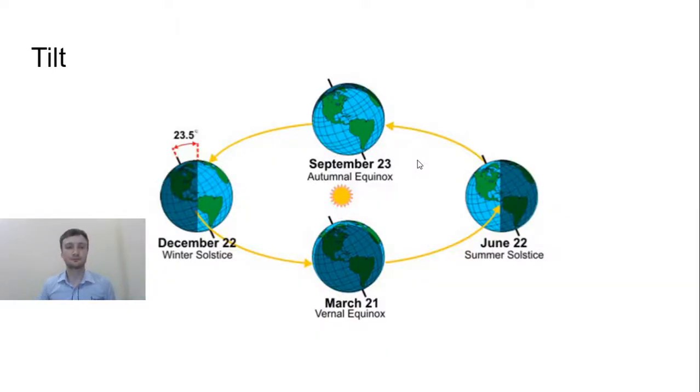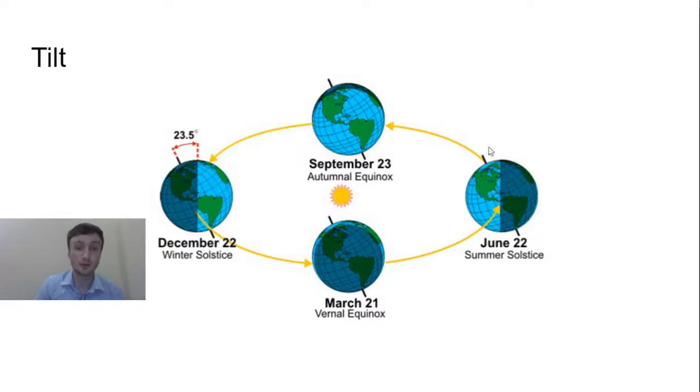Okay. So yeah, as we said, when the northern hemisphere is leaning away from the sun, it's winter. And winter solstice is just the middle of winter. Okay, so it's where the nights are the longest. Okay, and then opposite to that we have the summer solstice.